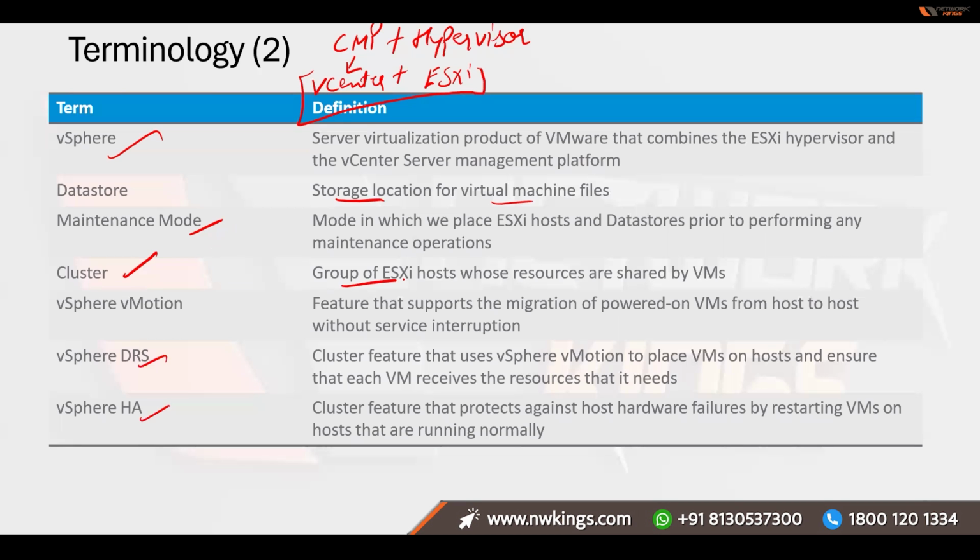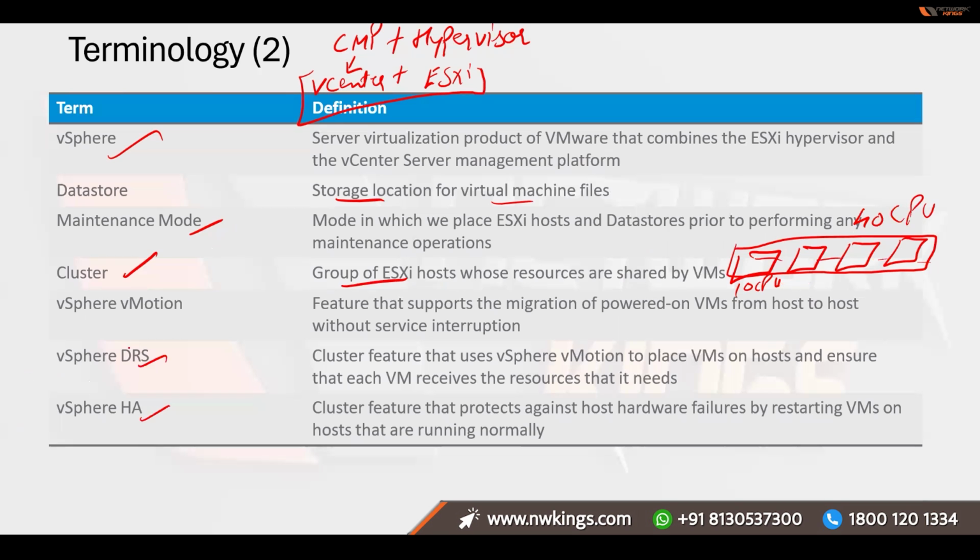So this is nothing but a group of ESXi hosts whose resources are shared together. For example, let's say here we have multiple hosts, 1, 2, 3, 4, and each host has 10 CPU. When you combine them, in total you have 40 CPU. Now this 40 CPU you can allocate to any virtual machines which reside on these ESXi hosts.